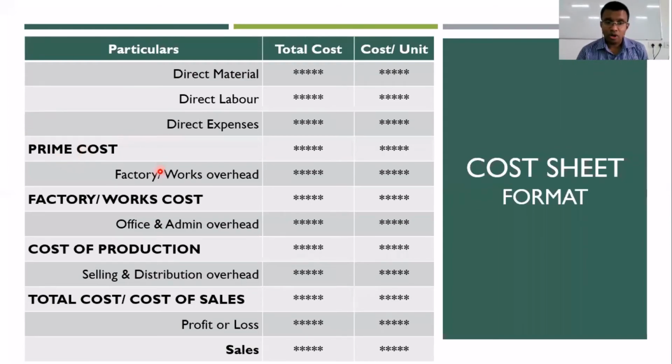Now to the prime cost, you have to add your factory overhead. Factory overhead comprises your indirect material, indirect labor, and indirect expense. You will get your factory cost. It is also known as works cost.